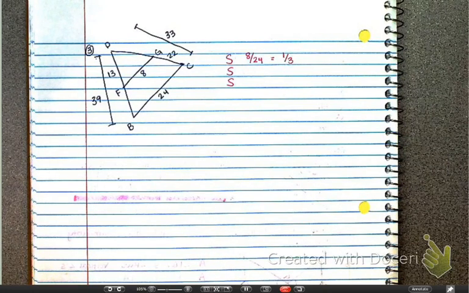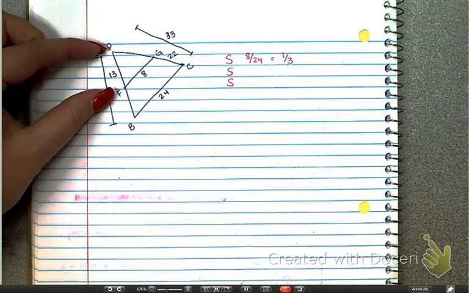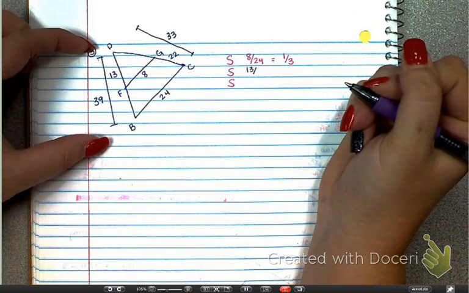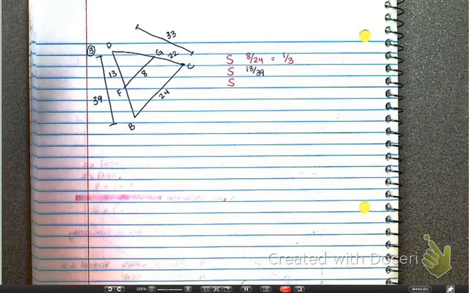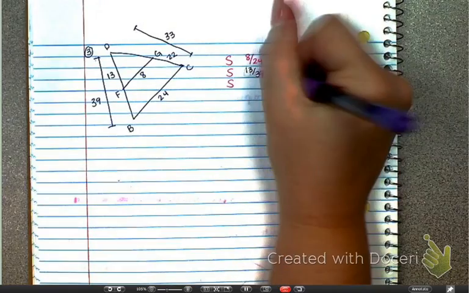Everyone okay with that? 8 and 24. What else can I do? 13 and... Okay, but so the small triangle is 13. What's the big triangle? 39. Remember, it's small to big, not the pieces here. It has to be small to big. 13 over 39 reduces to 1/3.